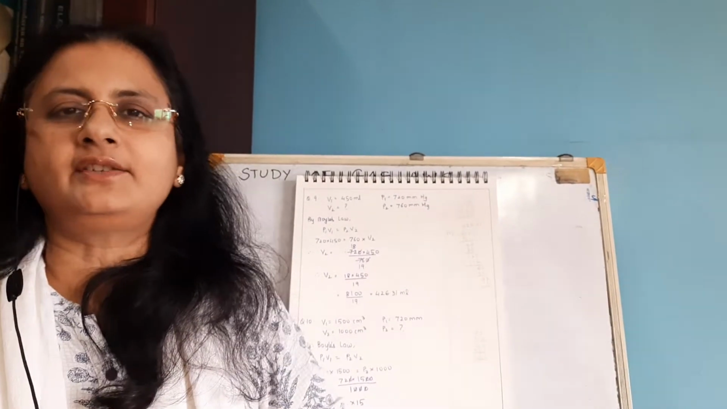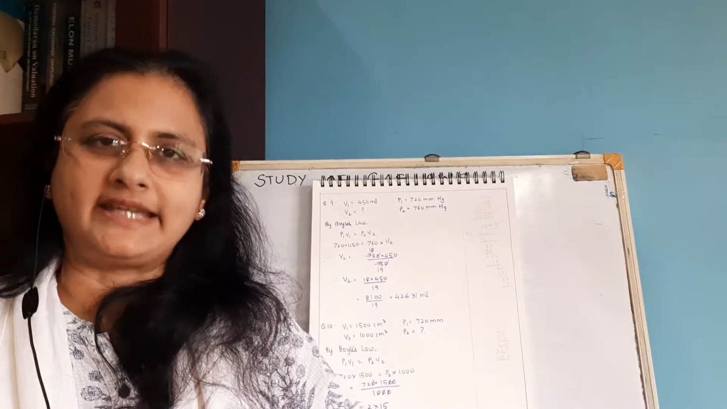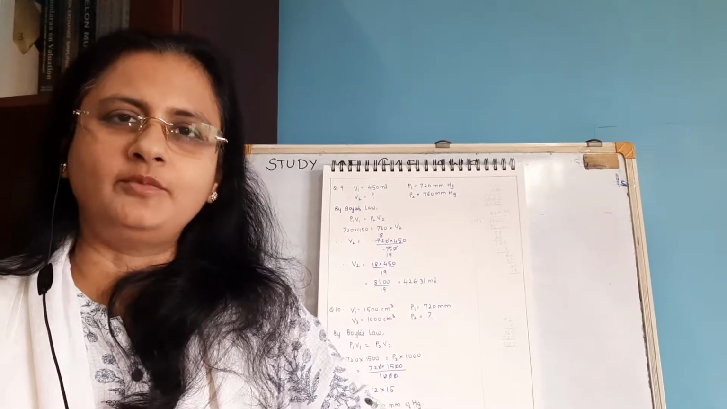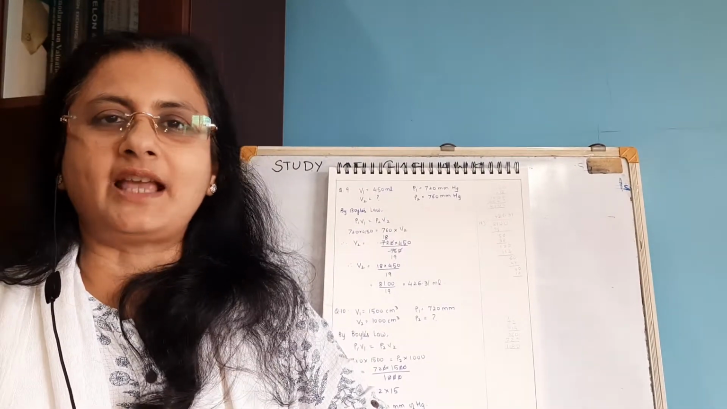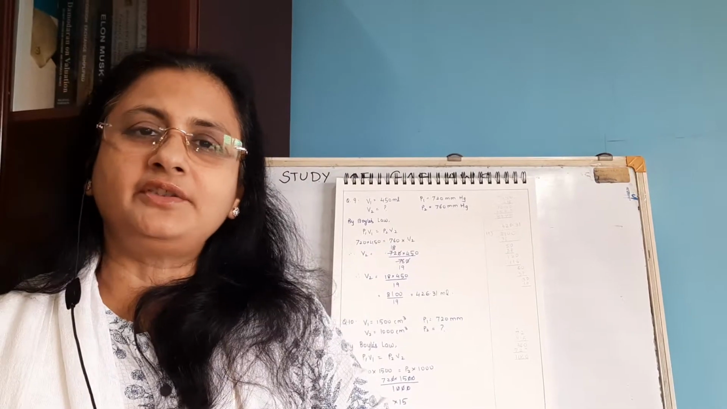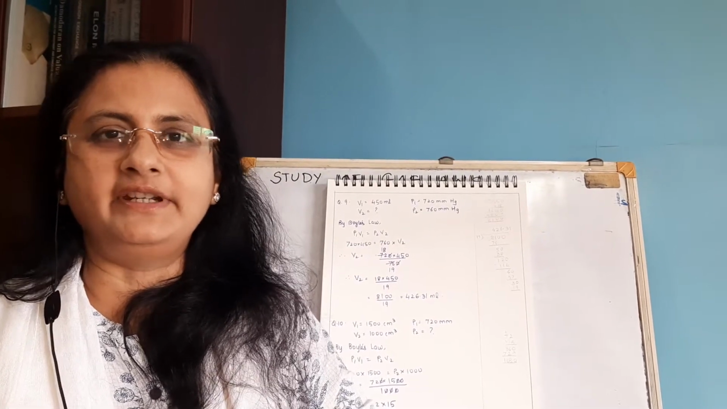Now Charles' law is at constant pressure. Okay, Charles' law is at constant pressure. So the statement of Charles' law, that is the volume occupied by a fixed mass of a gas, is directly proportional to its absolute temperature. Now here we are introducing a new concept, that is the absolute scale temperature or the Kelvin temperature.